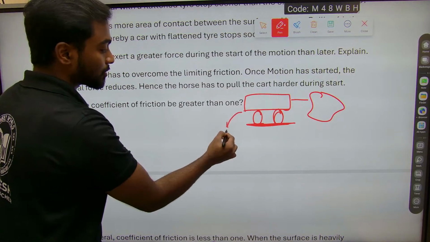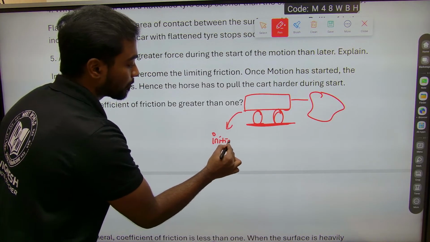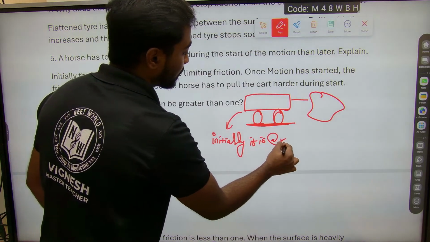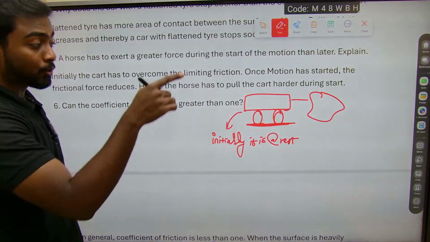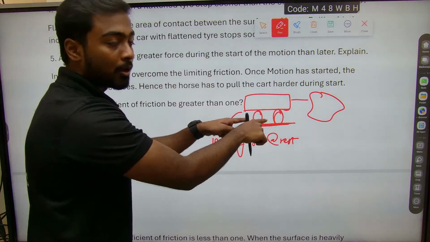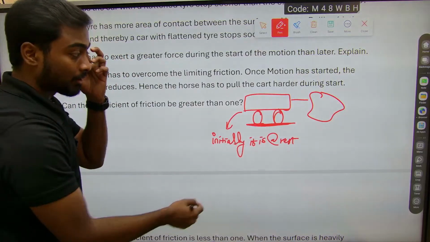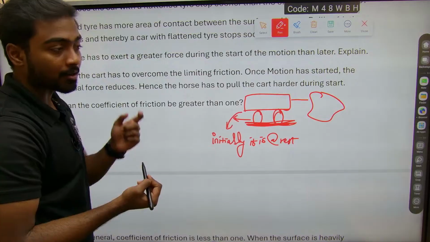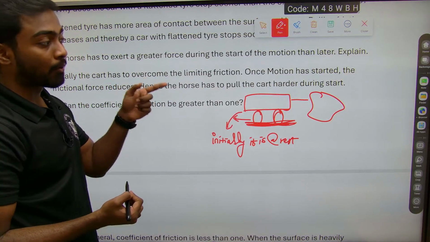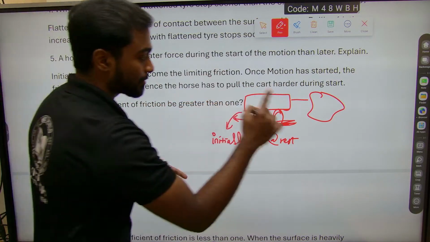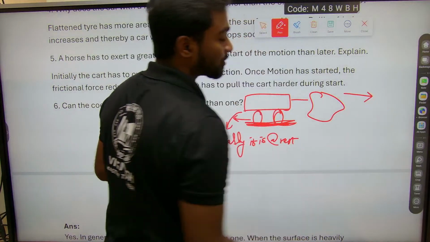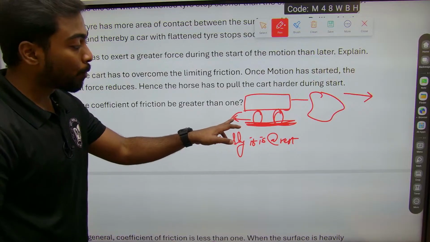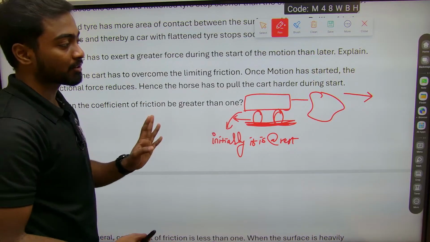Initially it is at rest. Now what happens? I need to apply more force to overcome this friction, right? Obviously the friction force is acting over here. Friction force means it acts in the opposite direction. So in which direction should I give a force to overcome it? Yes, I should apply the force in this direction. How much force do I need to apply? I need to apply more force than the friction force, the limiting friction force.